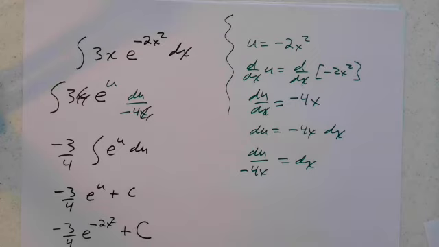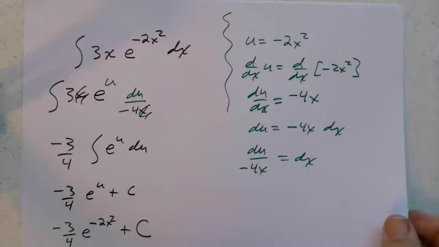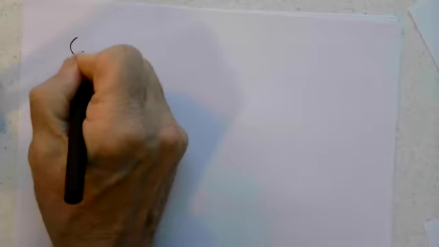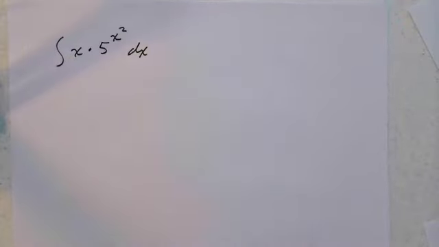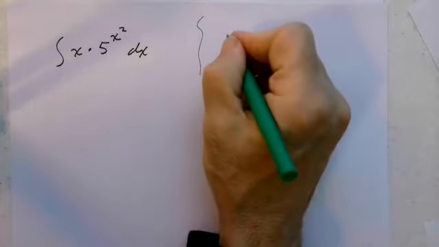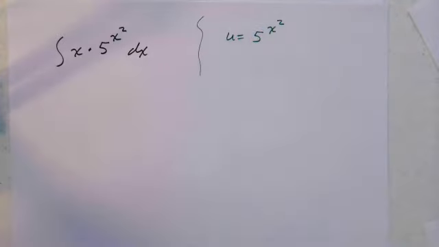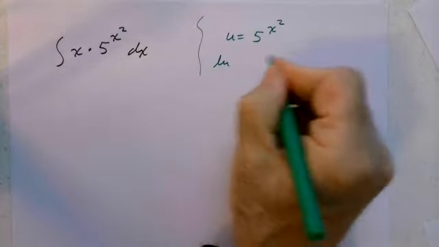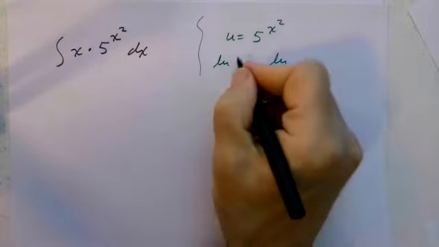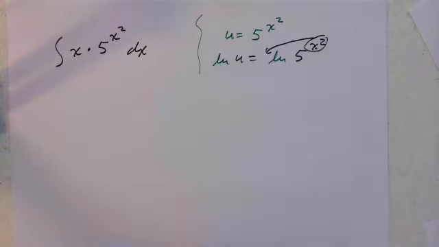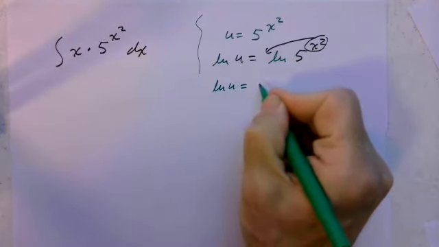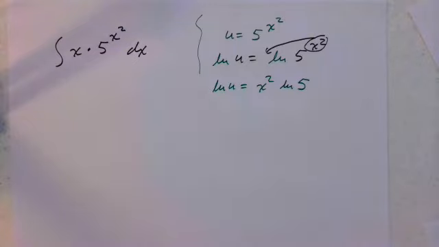And let's take a look at one more kind of problem. What if I have the integral of x times 5 to the x squared dx? How am I going to do this? So this again mixes and matches our two concepts. I prefer just to use a u substitution. Now there are other ways you can do this, but I'm going to let u equal 5 to the x squared. Then take a natural log of both sides. So I have natural log u equals natural log 5 to the x squared, and then that x squared comes down front. So next we get natural log u equals x squared natural log 5.